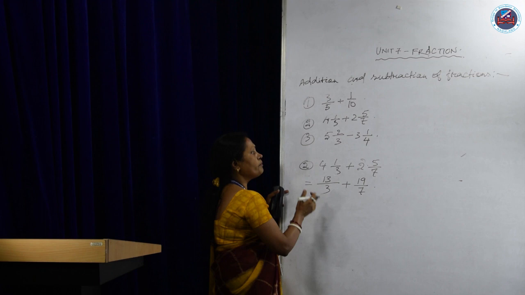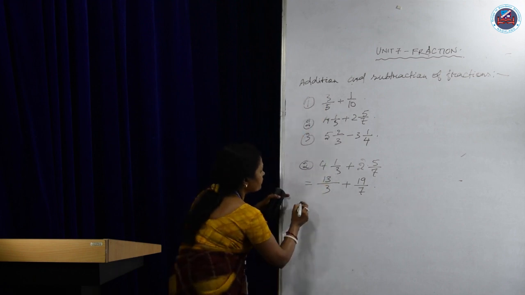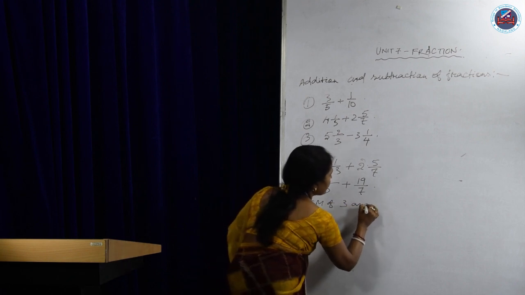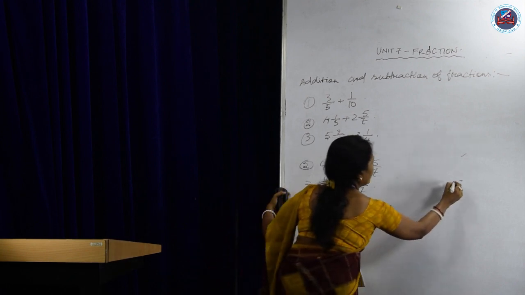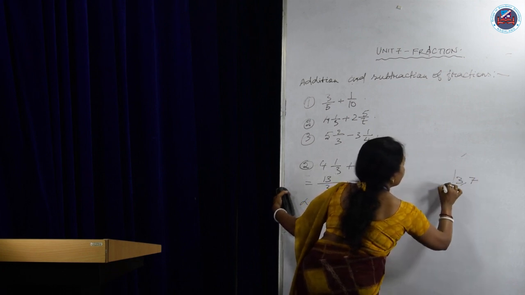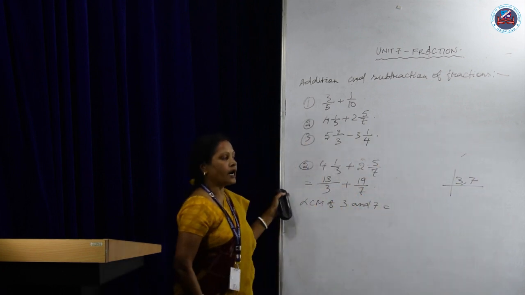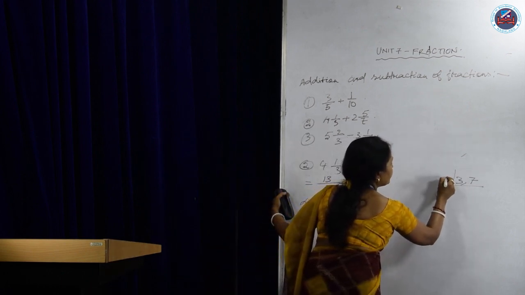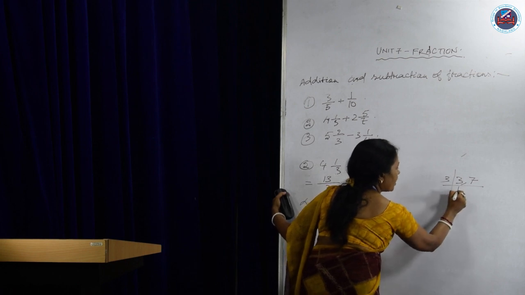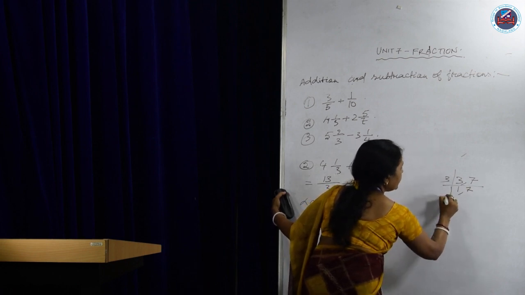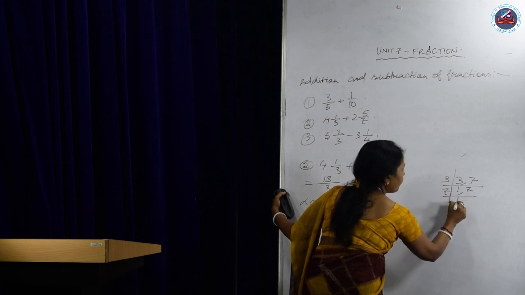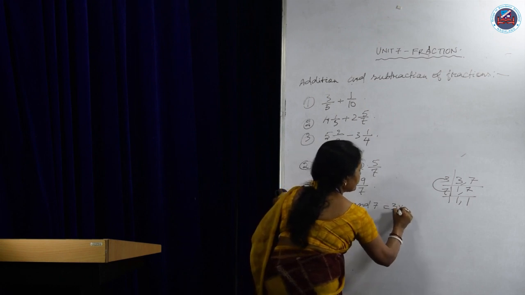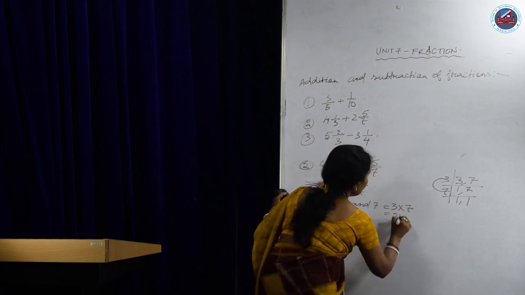Now you have to follow the same method as number 1. Find out the LCM of 3 and 7. If you find the LCM of 3 and 7, both the numbers are not divisible by the same number. So in that case, what will you do? You can divide by 3. 3 ones are 3, 7 will remain. Again you can divide by 7. 7 ones are 7. So what is your LCM? It is 3 into 7, that is 21.